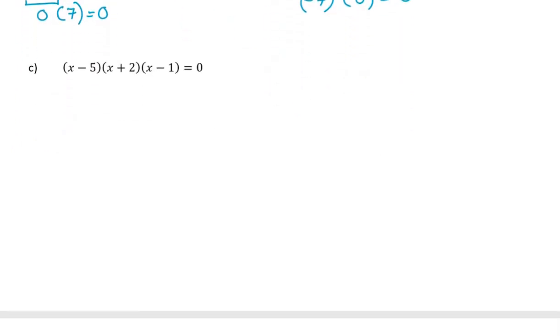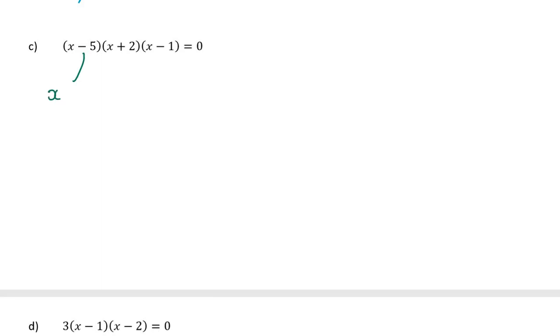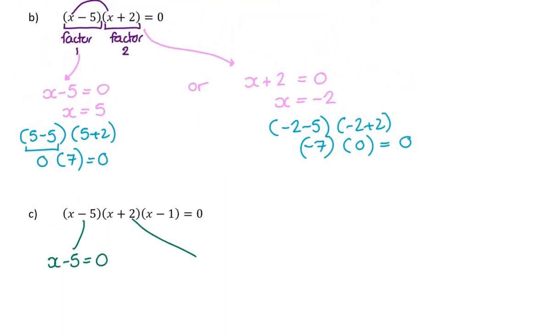So let's look at C. This is an example of what's called a cubic equation. You don't only have to have two things multiplied together, you could have any amount of factors multiplied together. So as long as you have multiple factors multiplied together to give you 0, one of them must be 0. So either x minus 5 must be 0, like in the previous question. If you have a look, this is exactly the same question, I've just added on an extra factor. So or x plus 2 must be 0, like in the previous question, or x minus 1 must be 0.